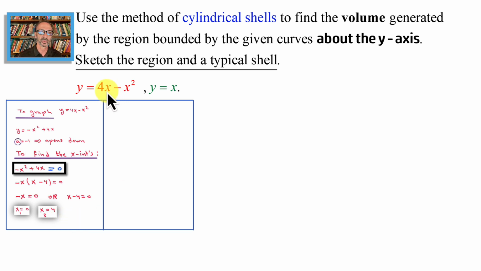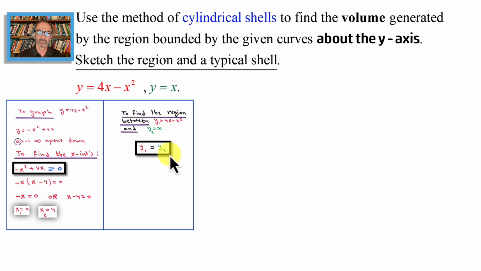When you plug in 2 right here, I have 4 times 2, which is 8, minus 2 to the second, that's minus 4. 8 minus 4 is 4. So the vertex will be at 2, 4. For the second function or curve, y equals x in green, that's a straight line going through 0, 0, 1, 1, and so on. To find the region between them, we need to find the intersection.